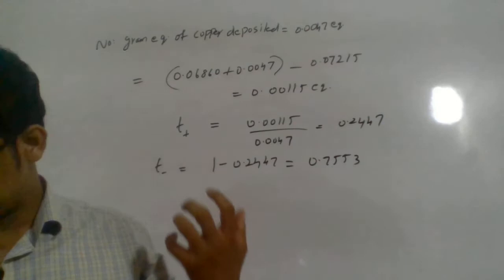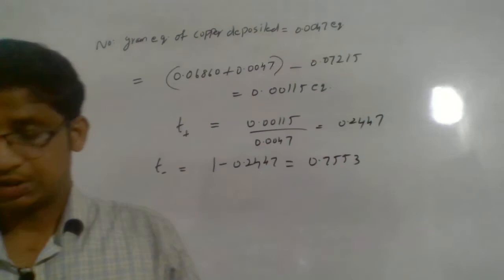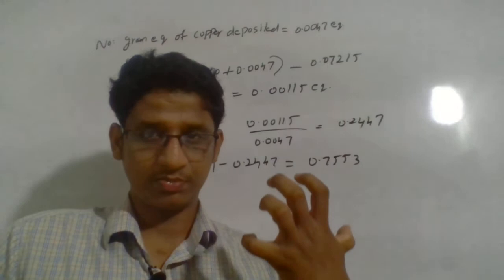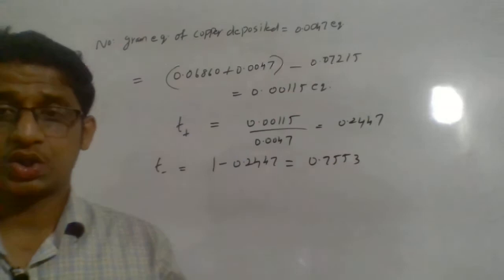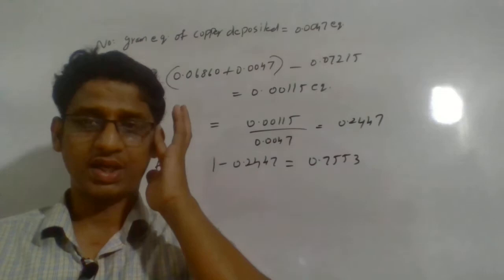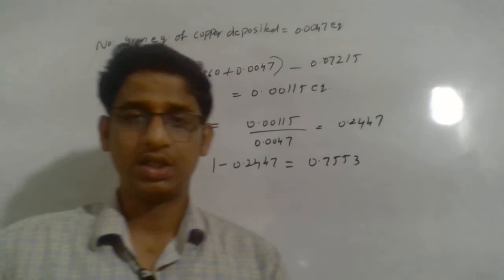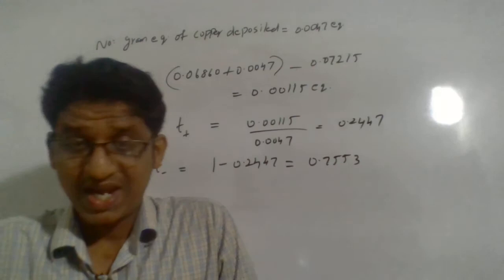Having these values, you can find the transport number of the cation in the Hittorf method. It is the falling concentration around the anode divided by the total falling concentration. That will give you the equation to find the transport number of the cation. Once you have the transport number of the cation, you can find the transport number of the anion as well, because the transport number of the cation plus the transport number of the anion will always be equal to 1. So knowing that value, you can find the transport number of the anion as well.